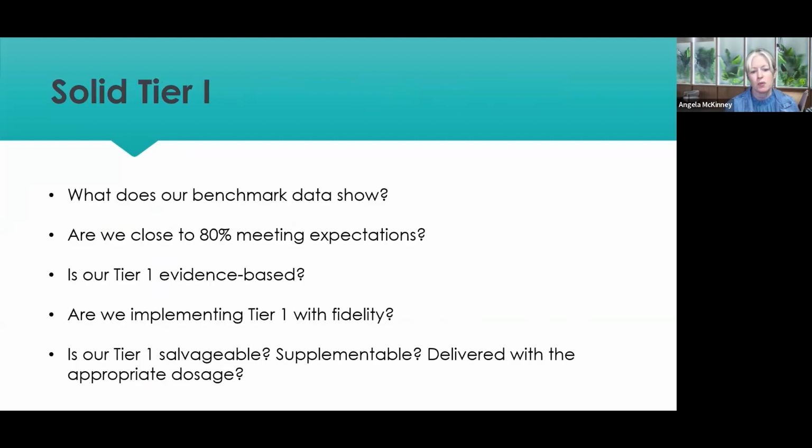So with tier 1, we want to look at that benchmarking data and just see how close are we to 80%. Because if you tell me you're at 79, I'm going to be praising your school for that, right? That's 80% is kind of the goal. But if we get close to that, that's pretty good.